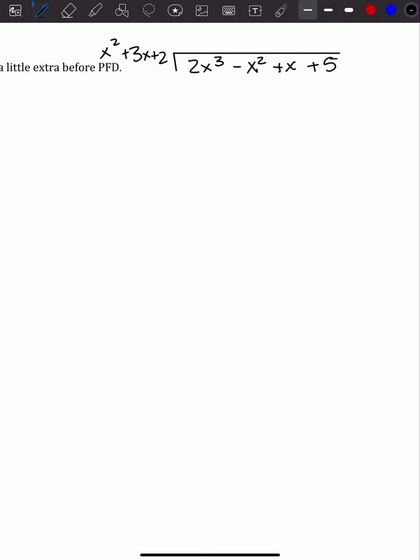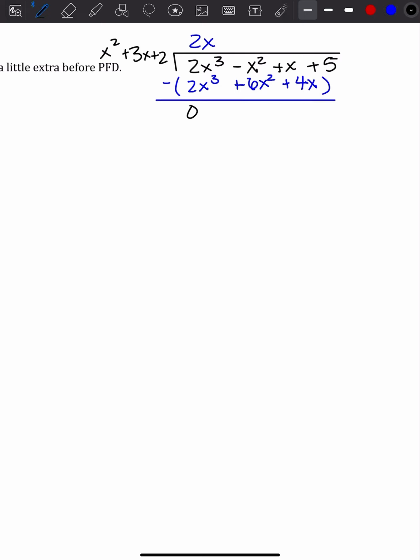So what times x squared is going to give me 2x cubed? That's going to be 2x. 2x times x squared is 2x cubed, which is what we wanted. 2x times 3x is 6x squared. And 2x times 2 is 4x. So we're going to take a second and we're going to subtract all of these things from our function.